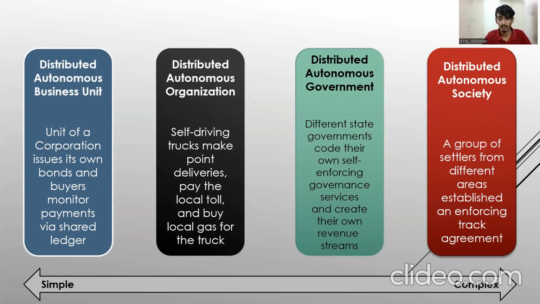Again, we see a distributed autonomous government, which is related to the government, not just limited to a person or a single organization. So the complexity increases. Different state governments code their own self-enforcing government services and create their own revenue streams.